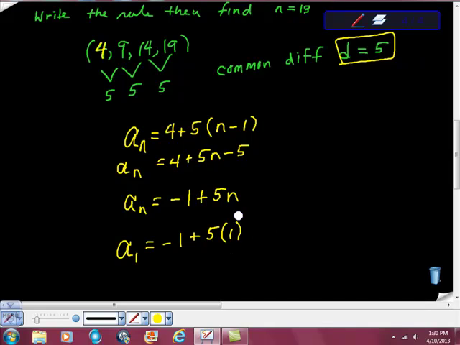Do the same thing again. Try this with the second term. 5 times 2 is 10, minus 1 is 9. Try it with the third term. 5 times 3 is 15, minus 1 is 14. It worked. And you don't have to do all this. I'm just trying to prove this point to you.